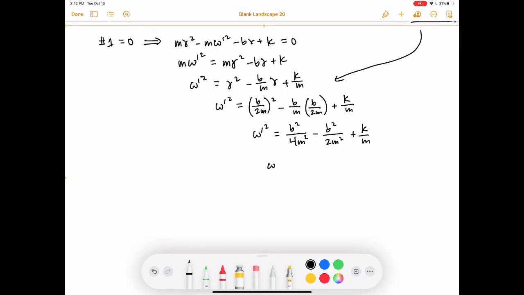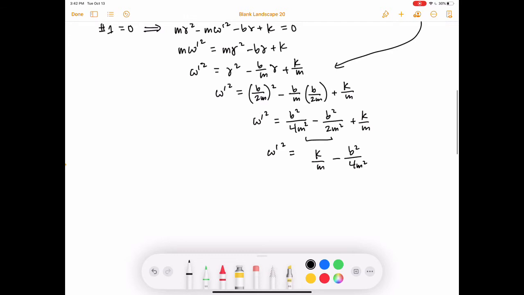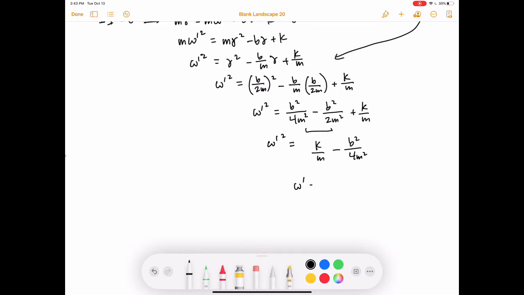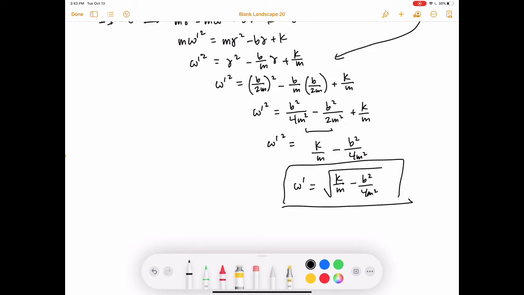So omega prime squared is equal to, when I combine these two guys, I just get minus b squared over 4m squared. Okay, so that's that term. And then I have k over m. So I have k over m minus b squared over 4m squared. So to round this off, we have omega prime equals the square root of k over m minus b squared over 4m squared. Okay, so that's the other result we wanted to show.